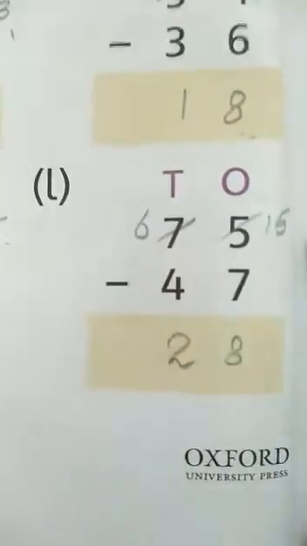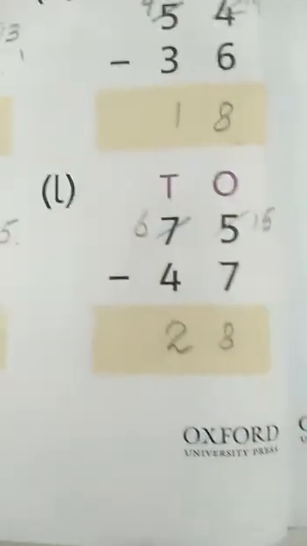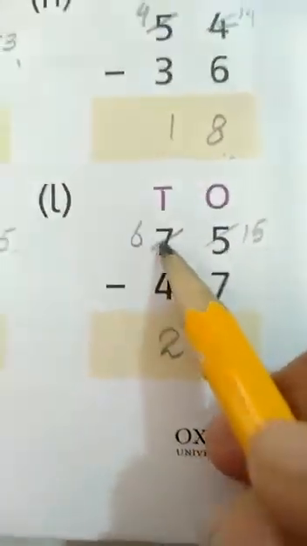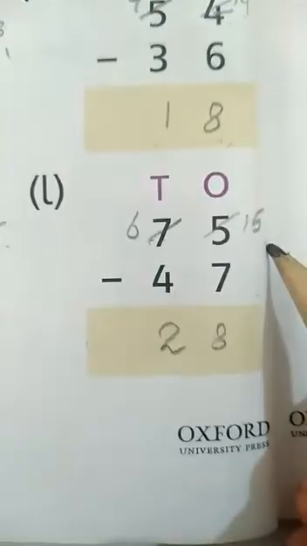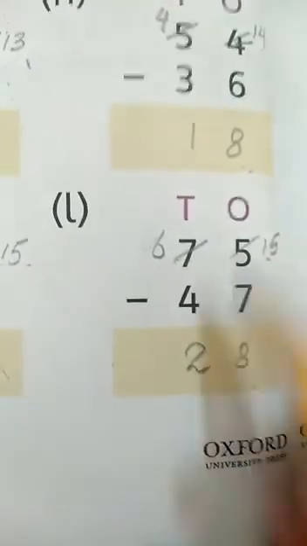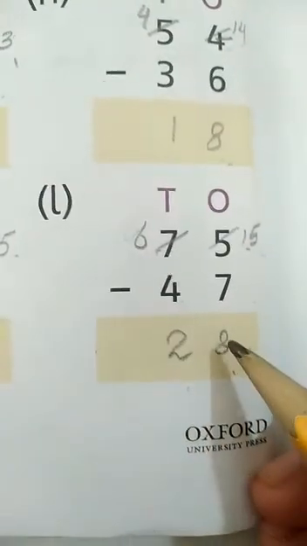Okay, on question number H, we have 71 minus 47. So students, we cannot subtract 7 ones from 5 ones. So we can take 1 from tens column. So when we take, 7 becomes 6 and 5 becomes 15. So 15 minus 7 is equal to 8 and 6 minus 4 is equal to 2. So now we have 2 tens and 0 ones is equal to 28.